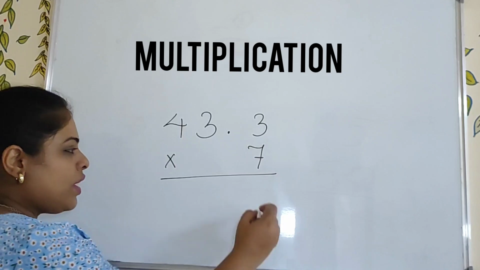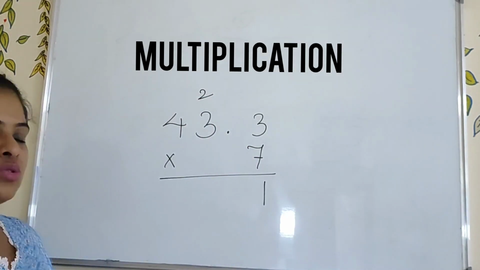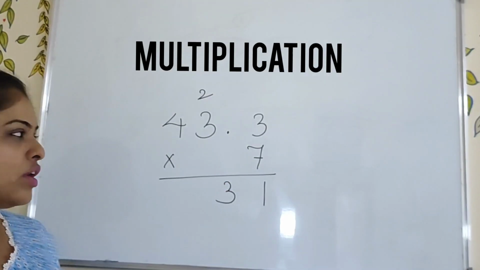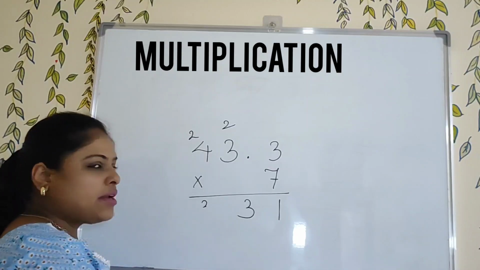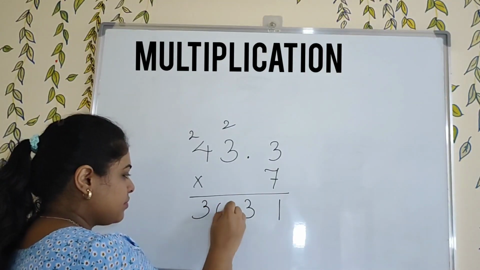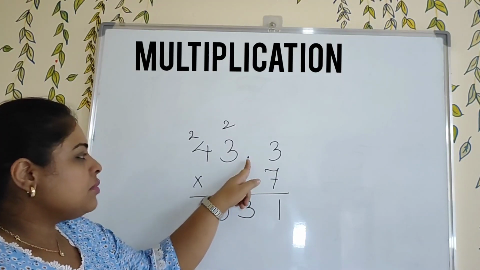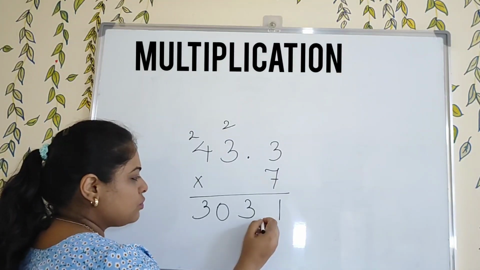7 3s are 21, plus 2, 23, 3. We are not going to shift any decimal number as of now. Again, 2 carry forward, 7 4s are 28, 28 plus 2, 30. Now, where is the decimal point? Over here. After the decimal point, how many numbers follow? 1. So, after 1, you have to put it over here.